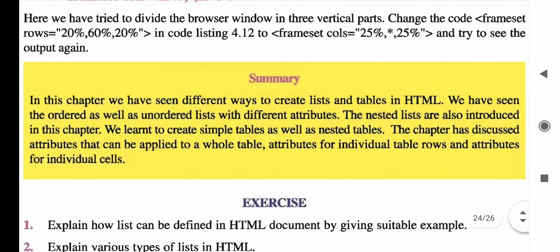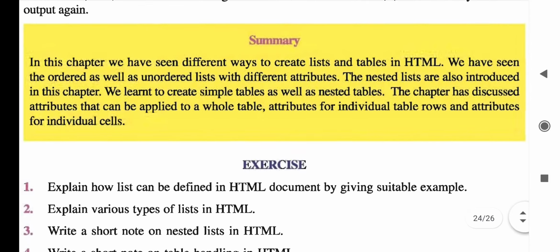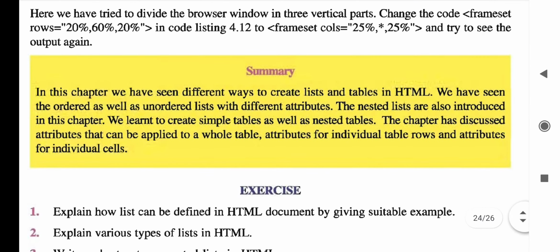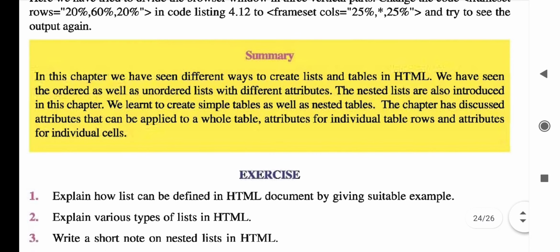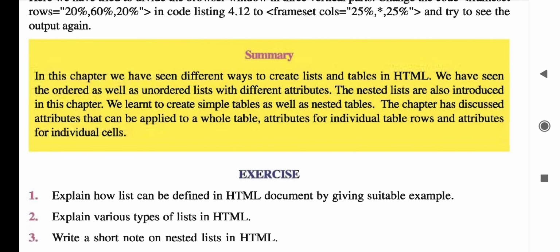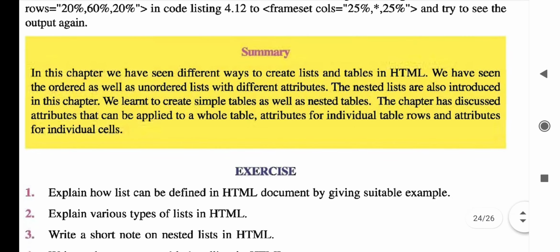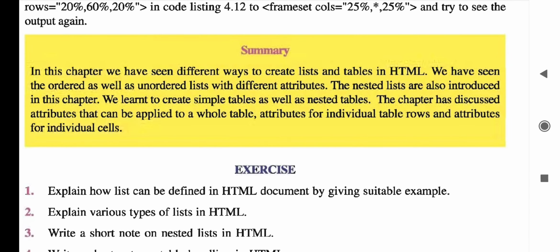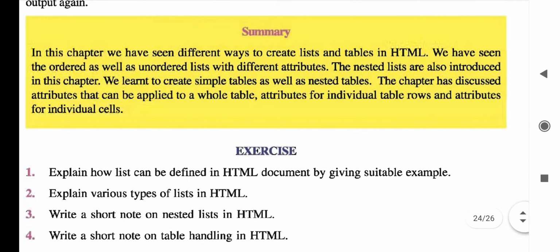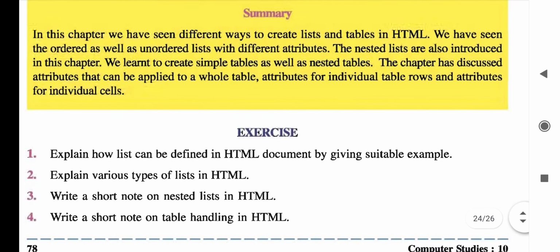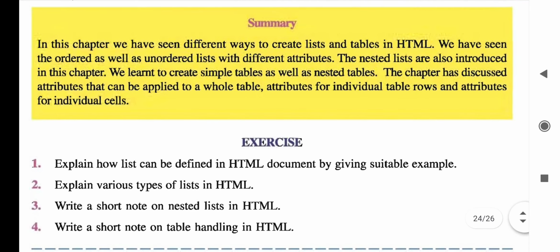So this way this lesson gets over. We will read the summary. What is in the summary? In this chapter, we have seen different ways to create lists and tables in HTML. We have seen ordered as well as unordered lists with different attributes. Nested lists are also introduced in this chapter. We learned to create simple tables as well as nested tables. The chapter has discussed attributes that can be applied to a whole table, attributes for individual table rows and attributes for individual cells.